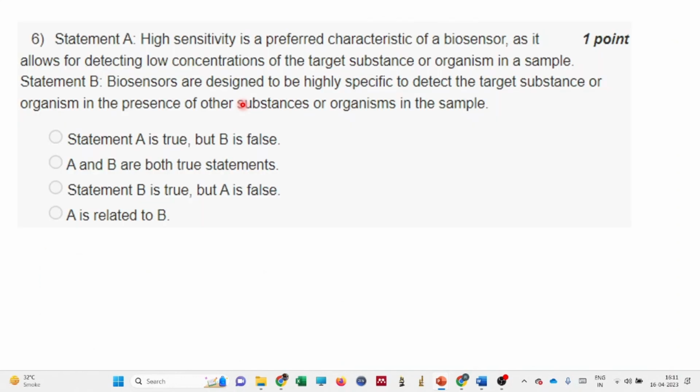So moving on to the next question. There are two statements mentioned. Which one do you think is correct among the four options?